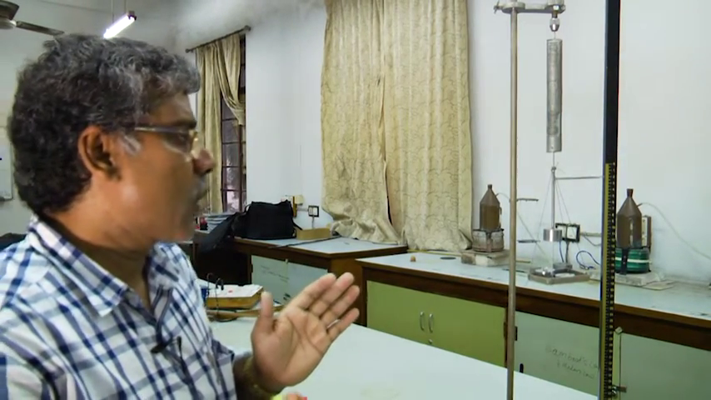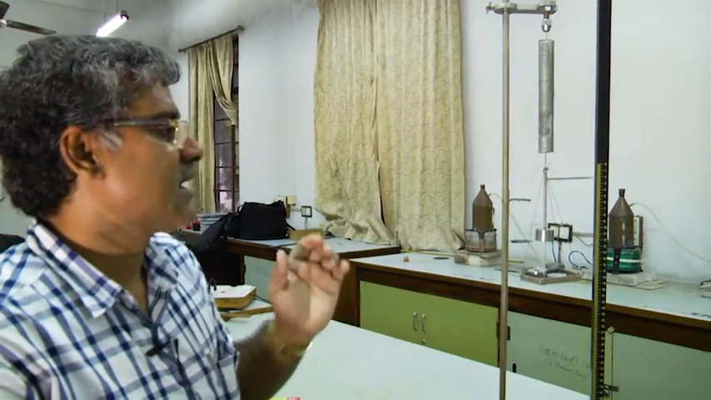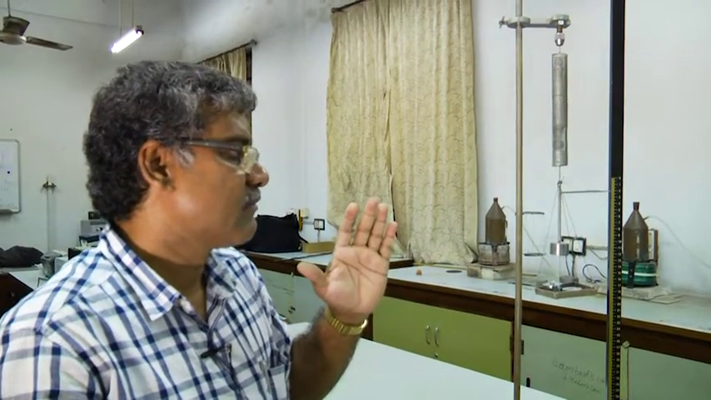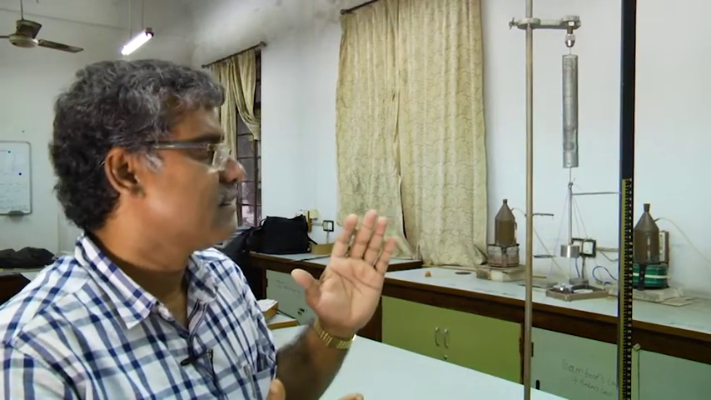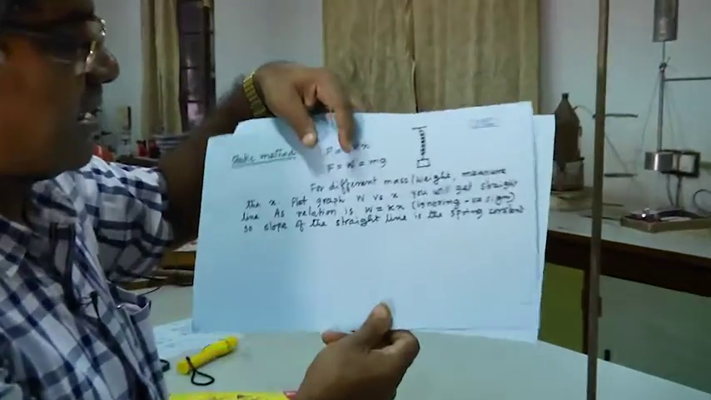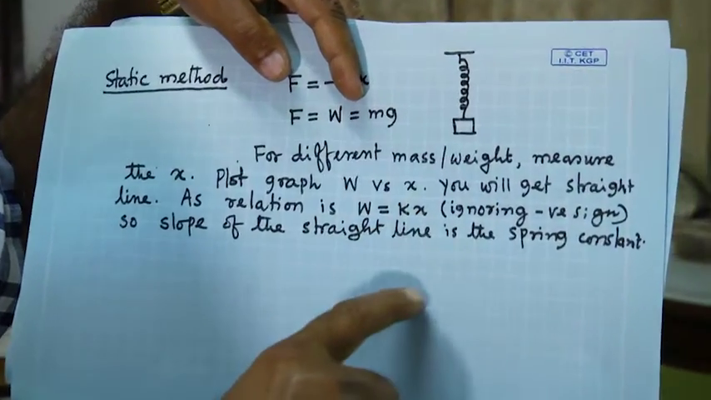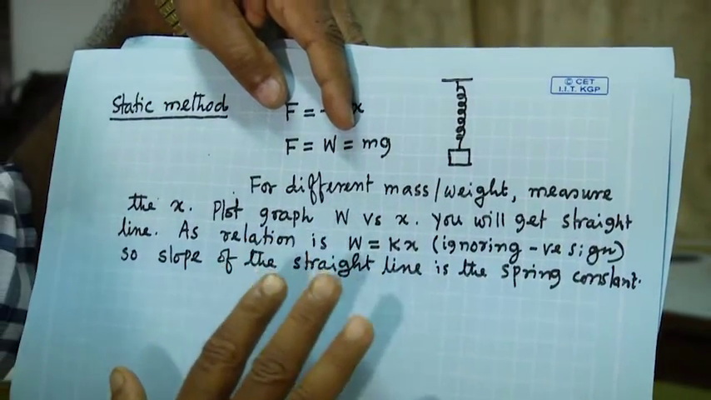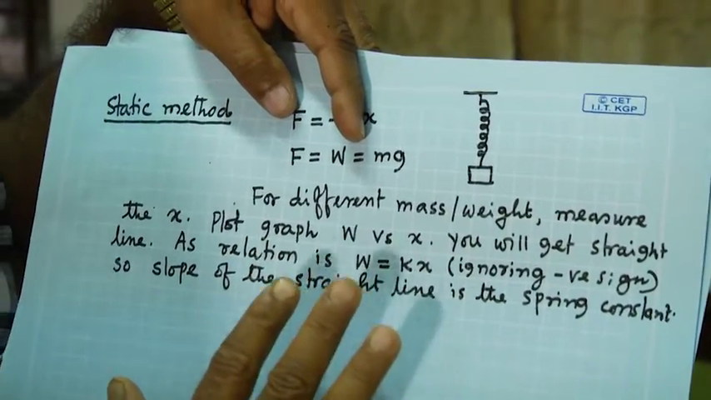Now, we can plot the graph for this load versus the elongation, and you will get a straight line, and the slope of the straight line will be the spring constant. That is what I showed you. This relation is W equal to k x. So, if you plot W versus x, the slope of the curve will be k. So, this way one can find out the spring constant. So, this is the static method.